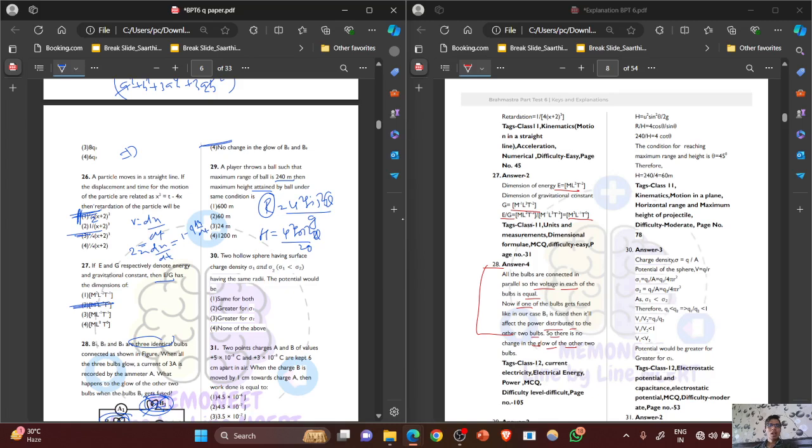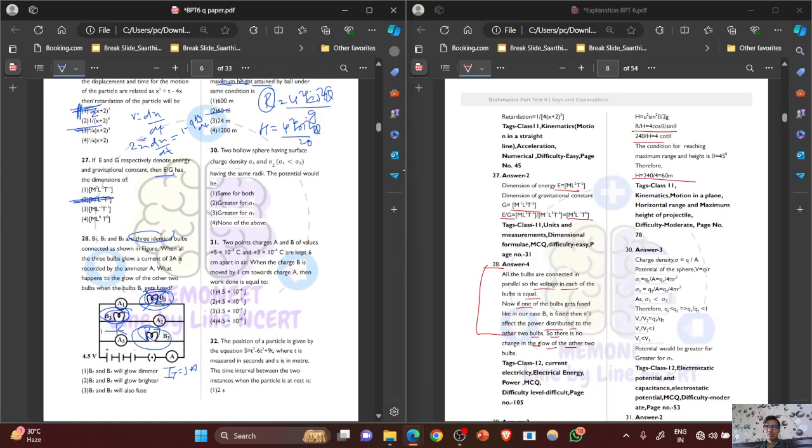A player throws a ball such that the maximum range is given, and the maximum height is asked. Maximum range is achieved when theta is equal to 45 degrees. So the maximum range will have sine 45 there; theta will be 45, and you know the value of 45. You just take the ratio and you get the value of x.